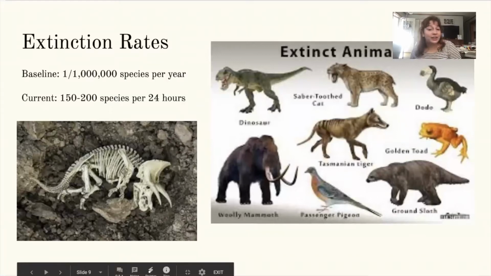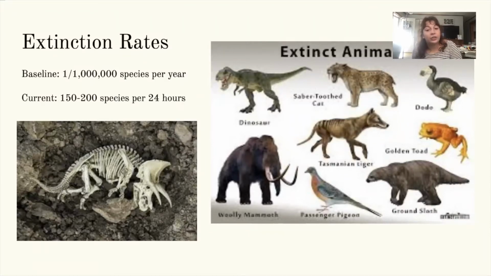So today, scientists agree that the extinction rate is thousands of times higher than the natural baseline. Judging from fossil records, the natural baseline of extinction rates is about 1 species per 1 million species per year, according to DoSomething.org. Scientists estimate that 150 to 200 species of plants, insects, birds, and mammals become extinct every 24 hours.